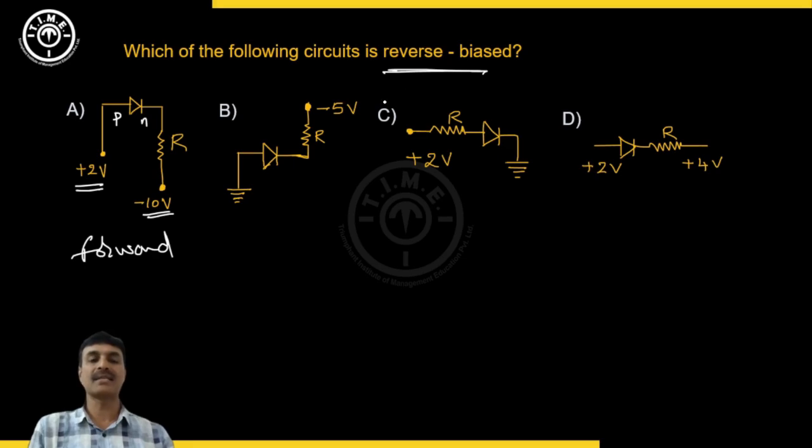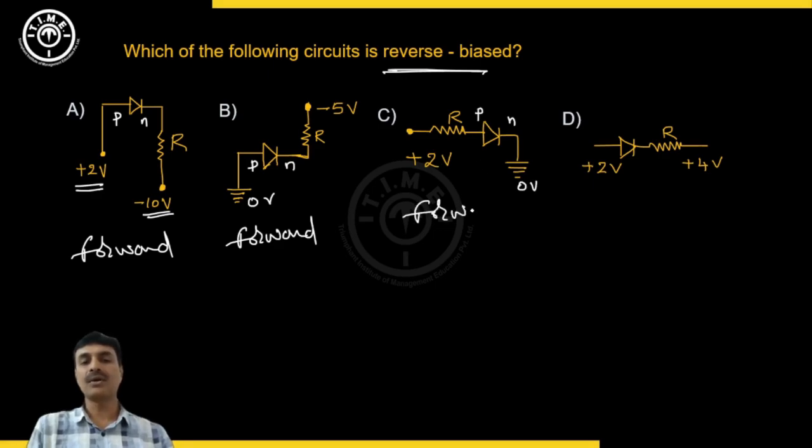Okay, question is about reverse bias. See the second option. On the negative side, N side, minus 5 volt is applied. But on the P side, it is connected to the ground. What is the potential of the ground? Ground potential is considered to be 0 volt. Okay. So 0 volt on P side, minus 5 on N side. Minus 5 is less than 0. So lower potential on N side, higher potential on P side. Clearly it is also forward biased. Coming to option C, plus 2 on P side and on N side you have 0 volt. So higher and lower on P and N. Clearly forward biased.